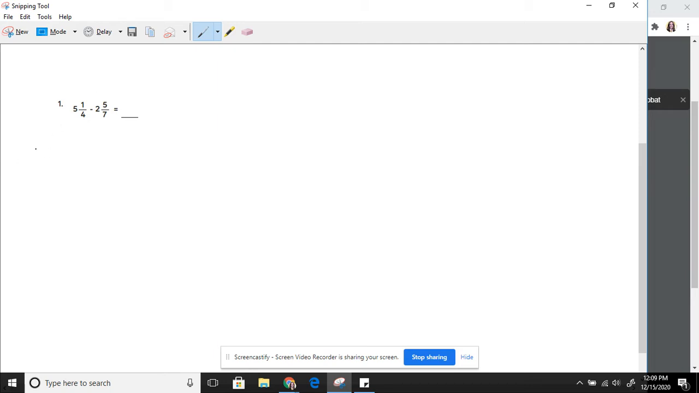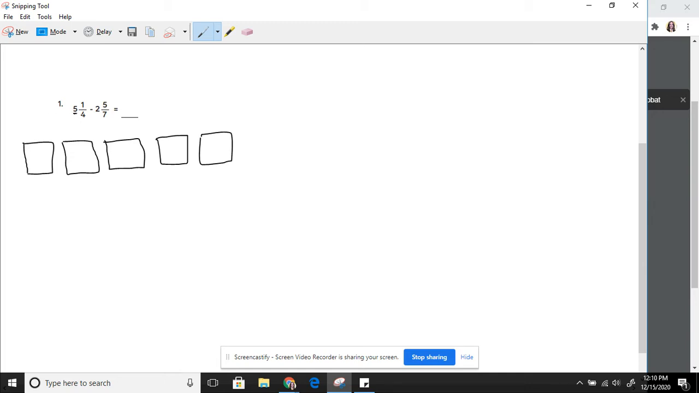So you're going to start off by drawing this first mixed number out using fraction models. So that's what this is going to look like. So 5, I'm going to start with 5 wholes, and I'm going to use boxes. So there's 1 whole, 2 wholes, 3 wholes, 4 wholes, and 5 wholes. Okay, so there's my 5 wholes.